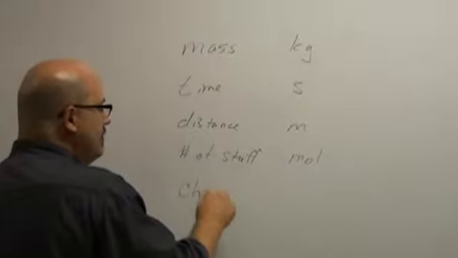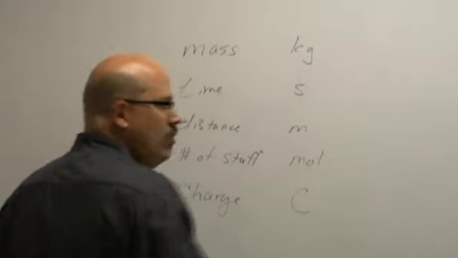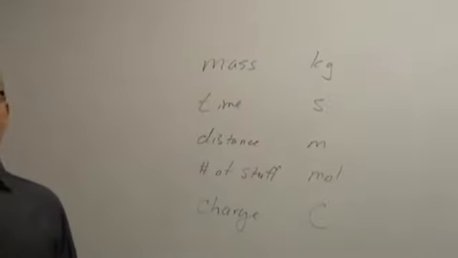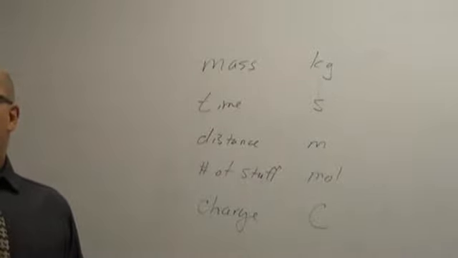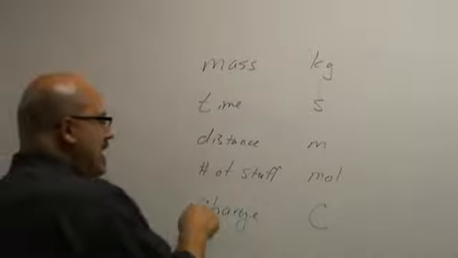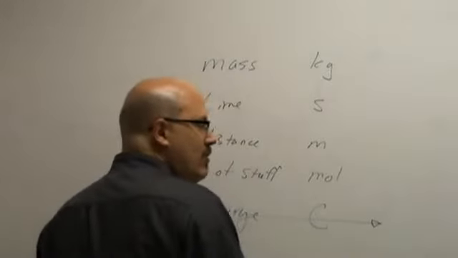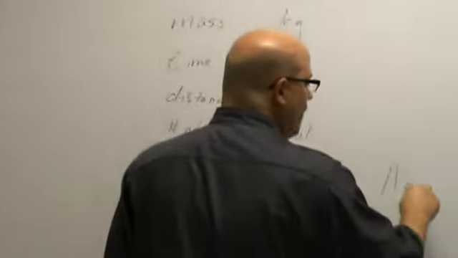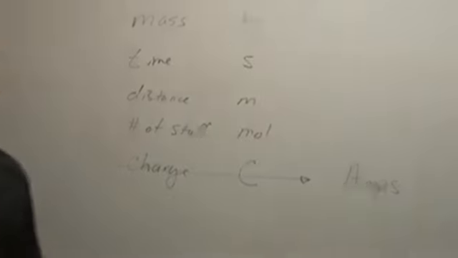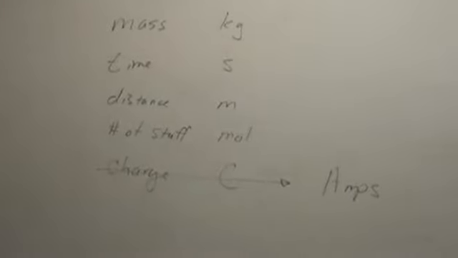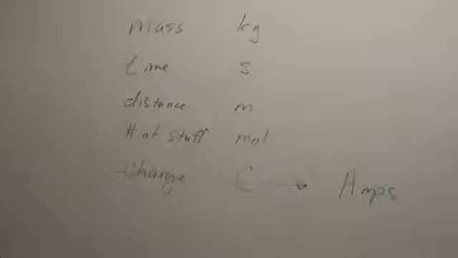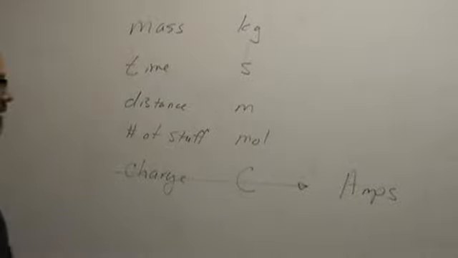For charge, it's coulomb. But now in our modern age, coulomb is much harder to measure than current. So they've redefined this in our modern age. We use amps instead, because amps are so much easier to measure. So coulombs are actually a derived unit from amps now, which is kind of crazy.